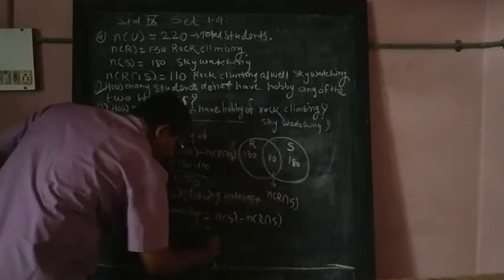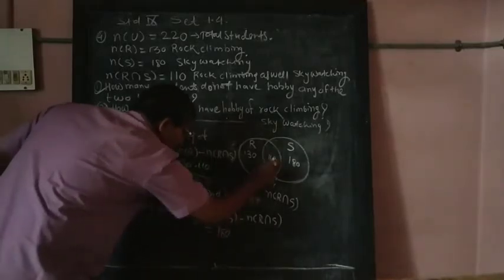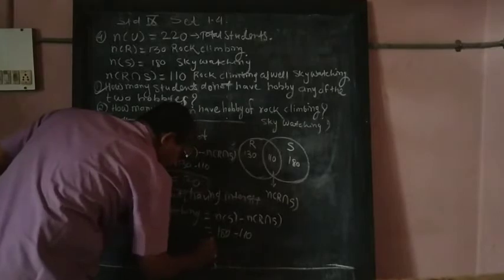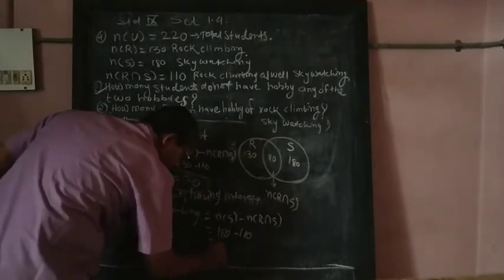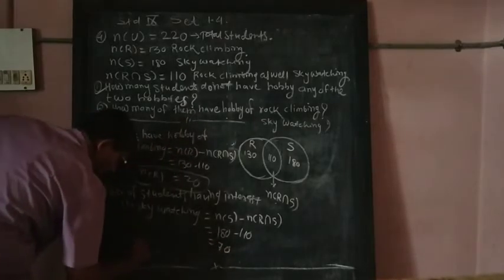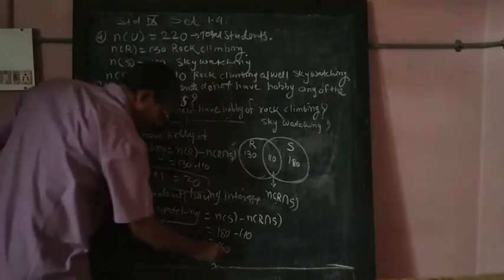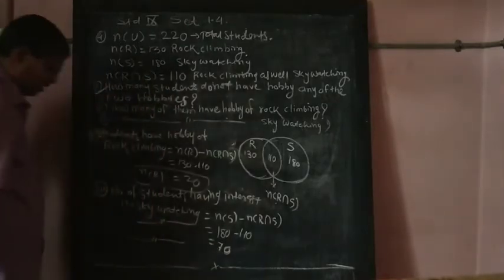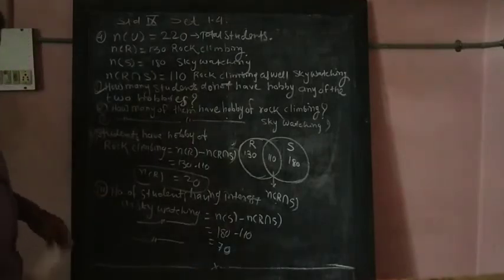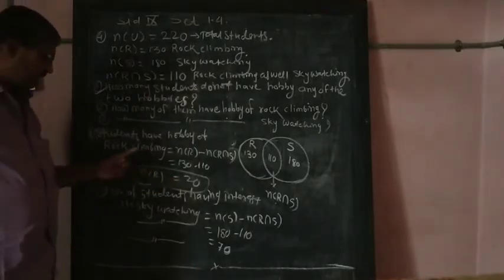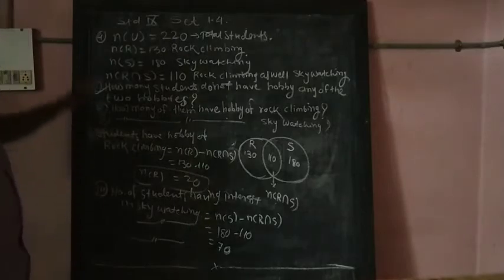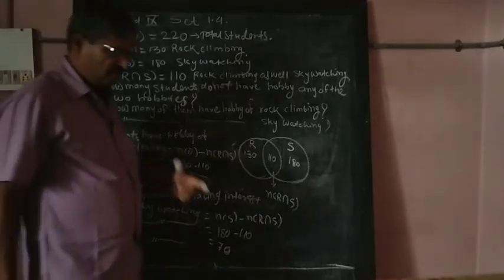Number of S is given here as 180 and here 110 students have interest in both. So 180 minus 110 you will get 70. Means only 70 students have interest in sky watching, 20 students have interest in rock climbing. By this way, this answer is completed.